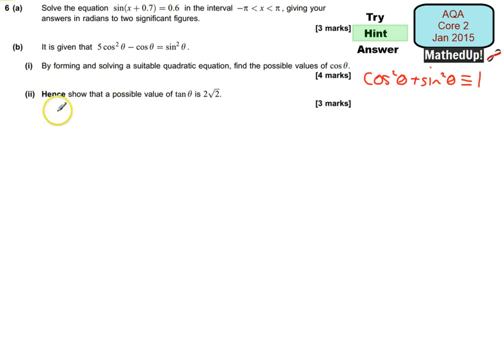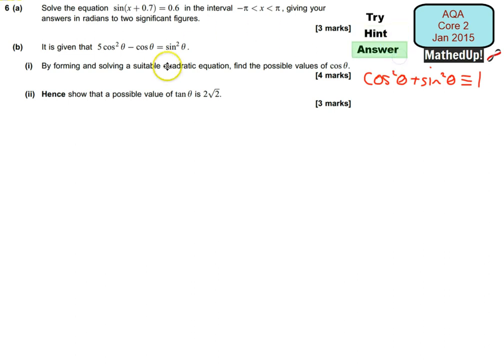Okay, for part 2 it says hence show that a possible value of tan theta is 2 root 2. So one of the ways that you can do this is you can draw a right angle triangle using what you found for cos theta over here, and then use Pythagoras to work out what the missing side is. Okay, those are my hints, so if you'd now like to pause the video and then I'll go over the answers shortly.